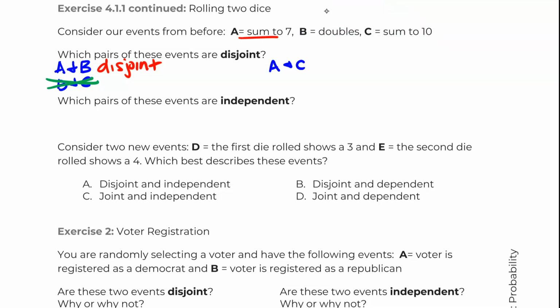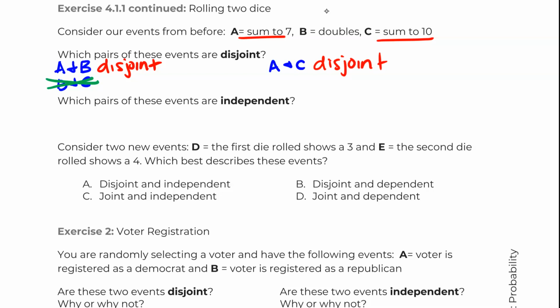All right, our last one is looking at A and C. So now we're saying, can they sum to 7? Can they sum to 10? Is it possible for a pair of dice to do both? And obviously no, because if it sums to 7, it doesn't sum to 10. So these are also disjoint. So those are our two pairs that are disjoint, whereas B and C do have some shared outcomes in common.